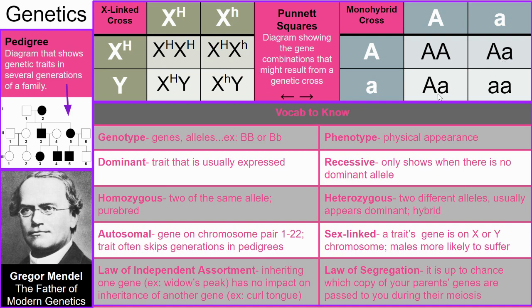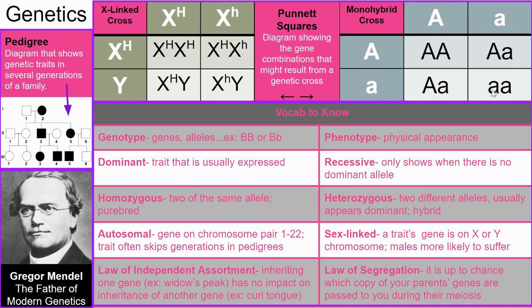This offspring is heterozygous, and both of these heterozygous offspring are going to show the dominant trait because if you have at least one copy of the dominant allele, you will show the dominant trait. Finally, we have little a, little a, and that is homozygous because they're both the same, but it is recessive. Homozygous recessive is going to be shown there.